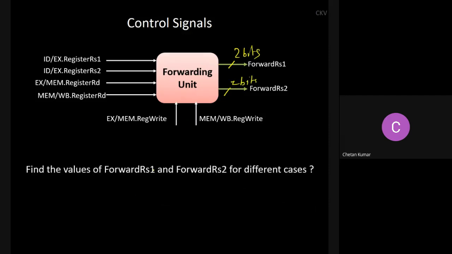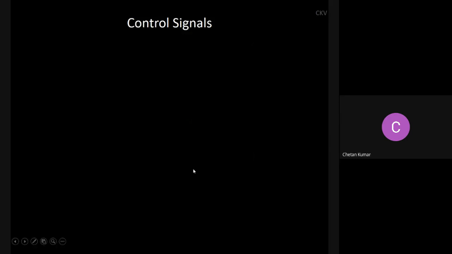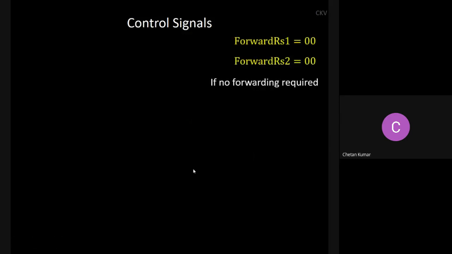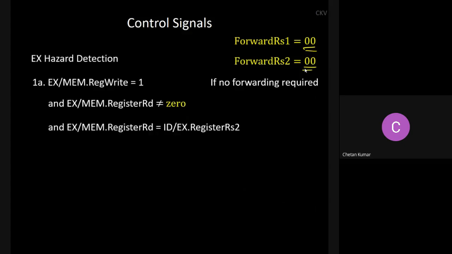So you have to basically find the values of RS1 and RS2 for different cases. Now let's say there is no forwarding required, if you are reading the values directly from the register file, then you make sure that the forward RS1 and forward RS2 signals are 0, 0. Then the value directly will be passed from the register file. But if this condition is true, what should be the signal status? If only this condition is true, then what should be the forward RS1 and forward RS2 signal? So here, this is with respect to what? This is with respect to RS2.